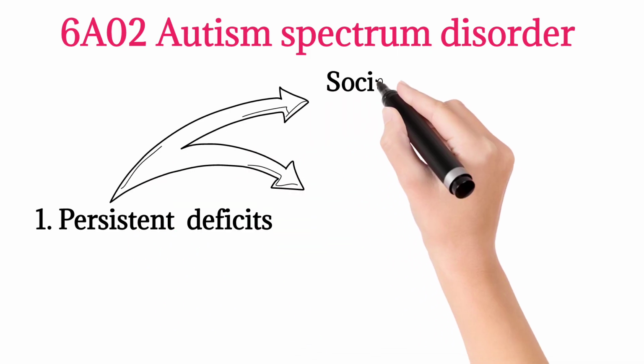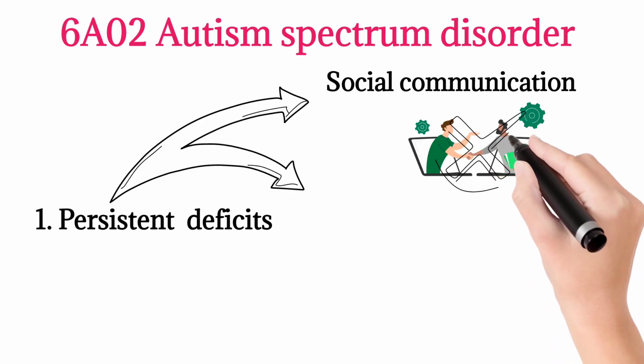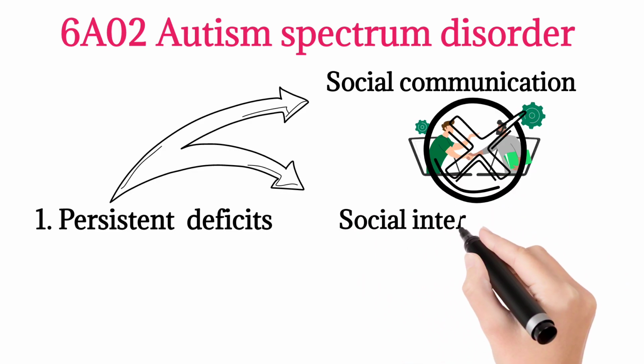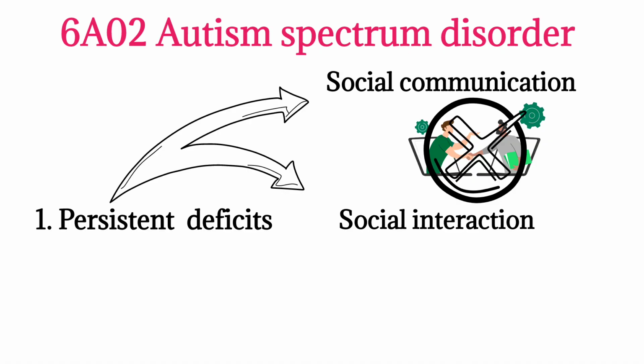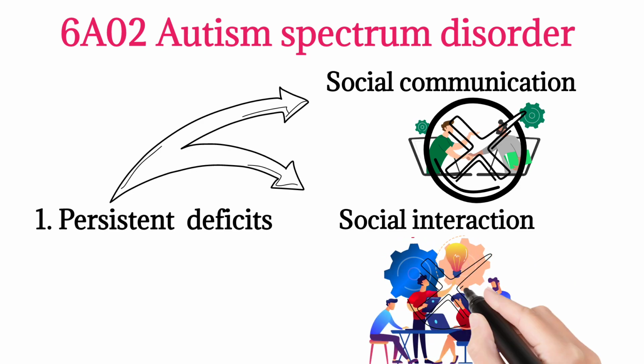First is persistent deficit in social communication. That means impairment in the ability to understand and use language appropriately for social communication. Next is persistent deficit in social interaction. Some individuals may exhibit limited social interaction due to shyness or behavioral inhibition, and these are not considered an indication of autism spectrum disorder, because shyness and behavioral inhibition are different from the social interaction deficit.